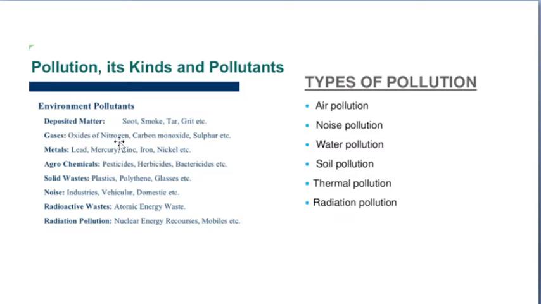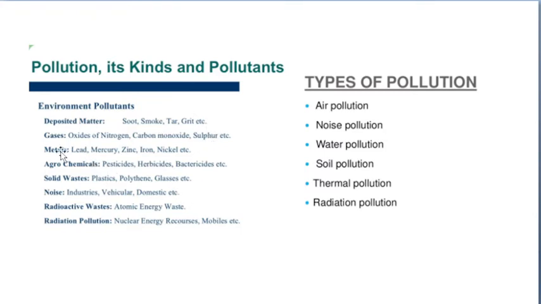Different types of environmental pollutants are deposited matter, gases, metals, agrochemicals, solid wastes, noise, radioactive wastes, and radiation pollutants. Okay, so due to these pollutants, our environment is getting polluted day by day. Deposited matter means soot and smoke. Soot, as you know from your plus 2 level, means the black particles released from smoke and from unburnt fuels.